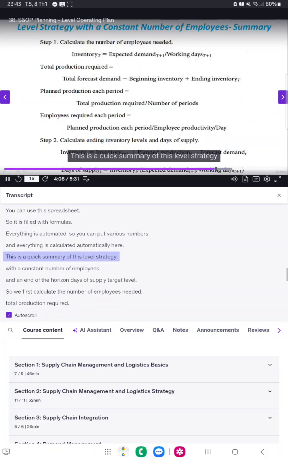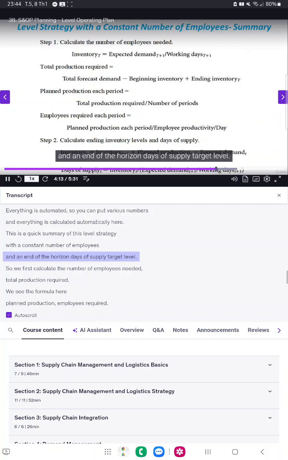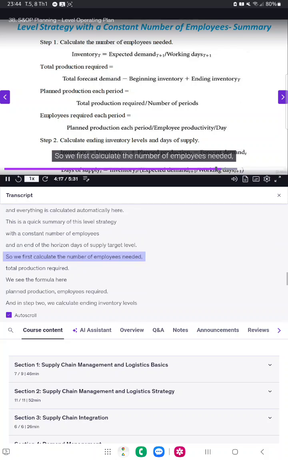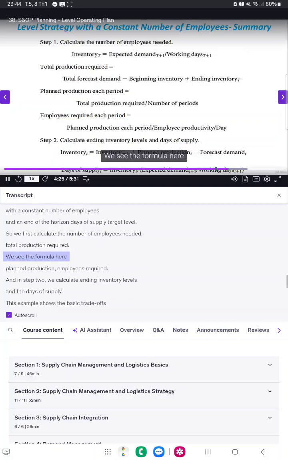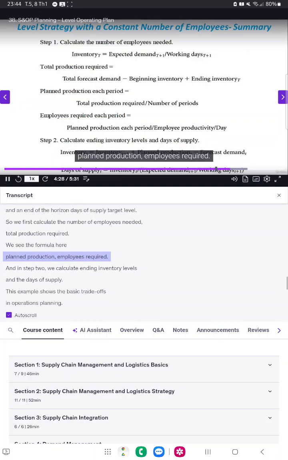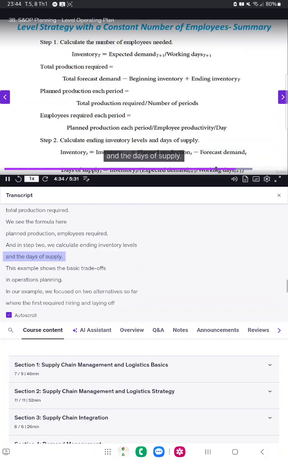This is a quick summary of this level strategy with a constant number of employees and an end of the horizon days of supply target level. So we first calculate the number of employees needed, total production required. We see the formula here, planned production, employees required. And in step 2, we calculate ending inventory levels and days of supply.